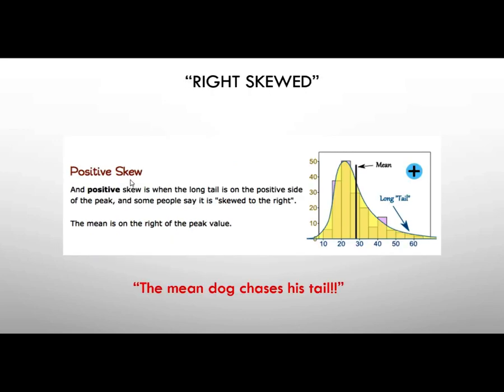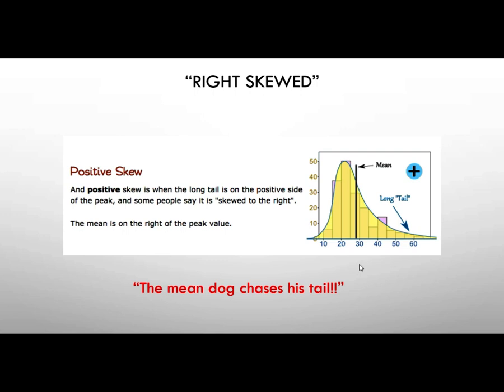So the positive skew is right skewed, skewed to the right. It's the same thing. Here's the tail. The skinny part is pointing to the positive side of the graph, pointing to the right. The mean is to the right of the hump. One way you can remember that is the mean dog chases his tail, right? So here's the tail and the mean is chasing the tail. It's just a little way to remember which side of the hump the mean is on.